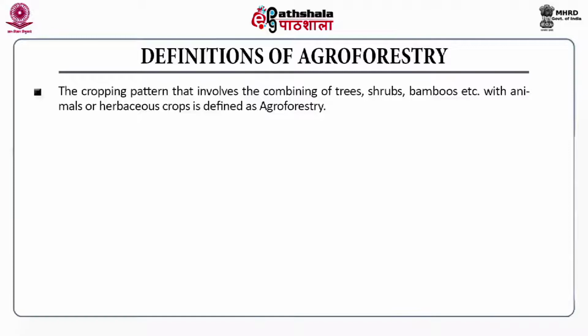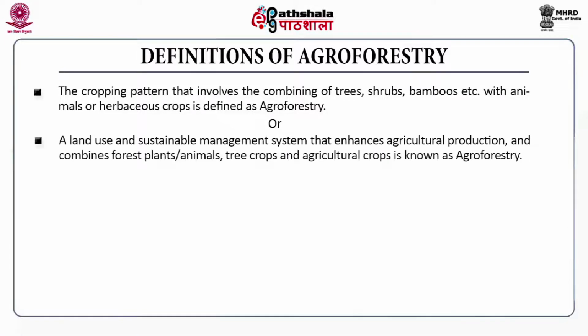Now, what is agroforestry? There are different definitions of agroforestry. First is that the cropping pattern that involves the combining of trees, shrubs, bamboos, etc. with animals or herbaceous crops is defined as agroforestry, or a land use and sustainable management system that enhances agricultural production and combines forest plants and animals, tree crops and agricultural crops is known as agroforestry.